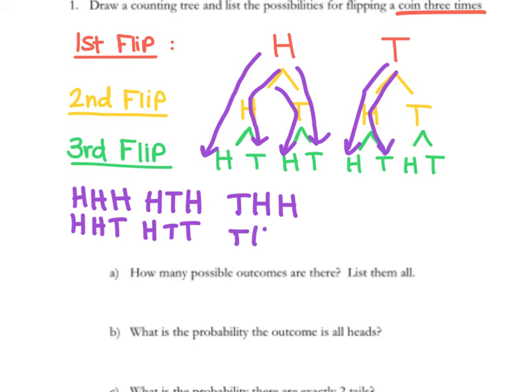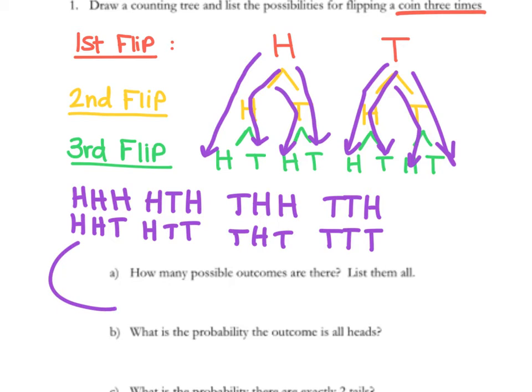THT, TTH, or TTT. Okay, so how many were there? I just listed them all, so that's part A. There's 8 possible outcomes.